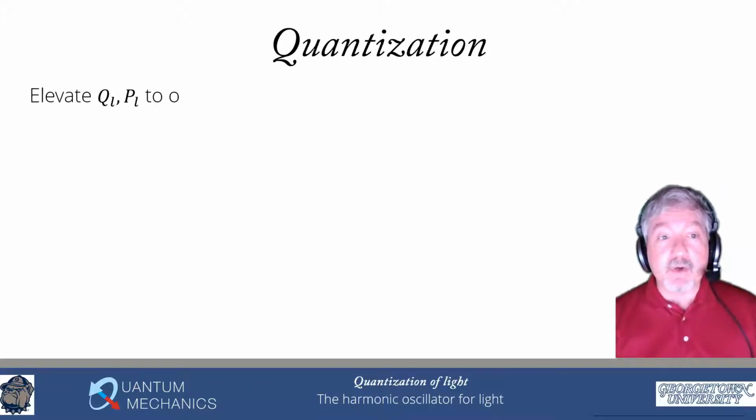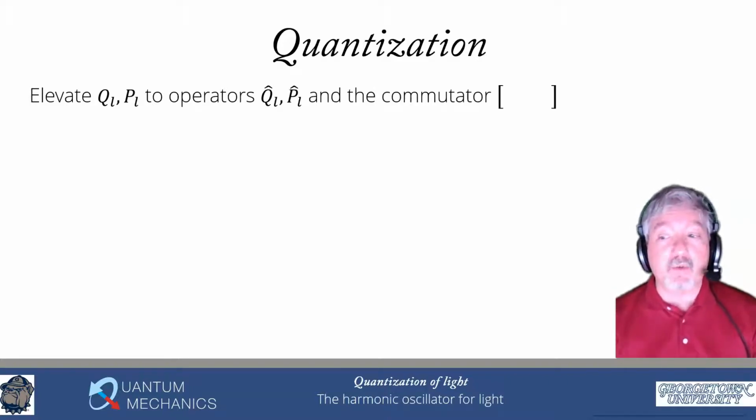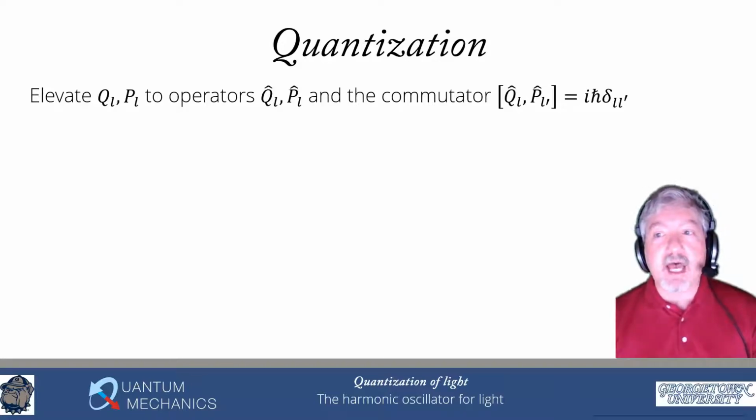All right, now we're ready to quantize. What we're going to do is we're going to elevate those objects, the quadrature parameters Q_L and P_L, into operators that we're going to call Q_L hat and P_L hat. And we're going to give them the commutator [Q_L hat, P_L hat] is equal to i h bar delta_LL'. And now you can see the reason why we were calling them Q_L and P_L, because they actually are acting like a position and momentum in this abstract quantization that we're using for light.